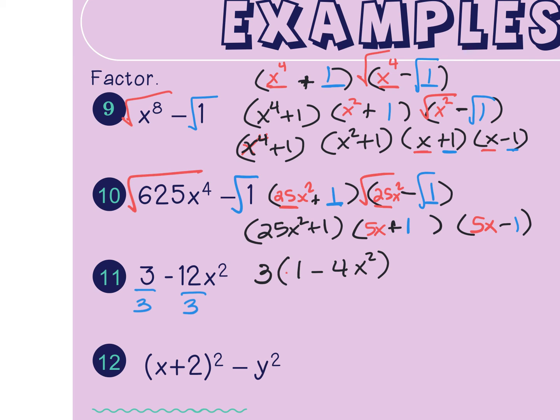So again, I'll factor: square root the first term, square root the second term. Again, don't forget about that GCF. Put it out front. Square root of 1 is 1. Square root of 4x squared is 2x. Put a plus sign in one, put a minus sign in the other. And I'm done.